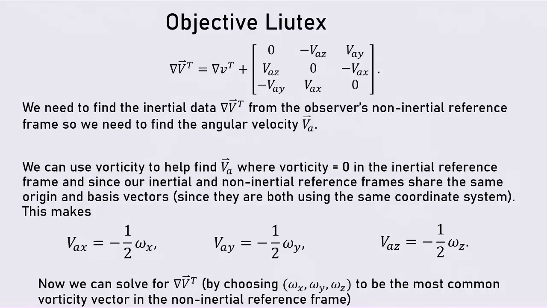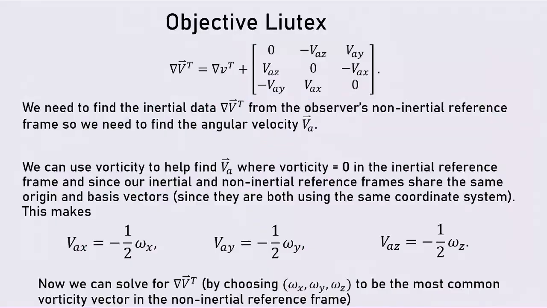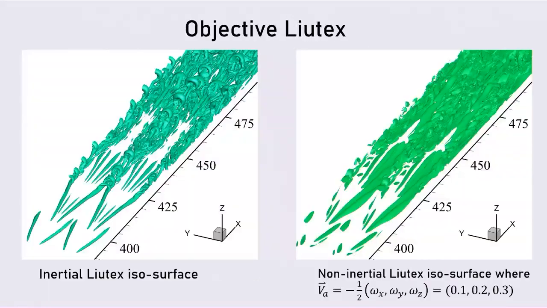But this is not just any vorticity. This vorticity is the most common vorticity vector in your data, in the non-inertial reference frame, so the frame that you're observing from.